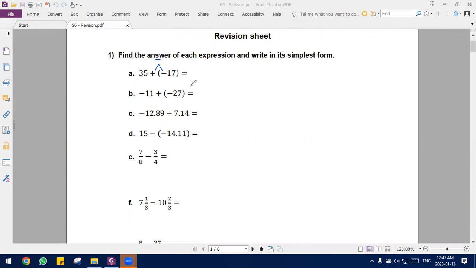So now the question, we read it like this. Now it's 35 minus 17. So we have different signs here. 35 is positive, 17 is negative, so we just subtract them. 35 minus 17 will give me 18.